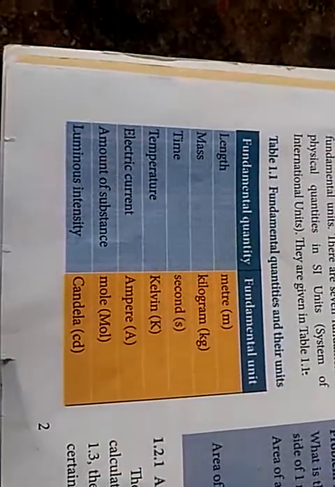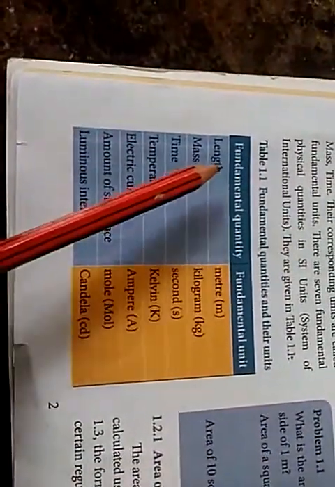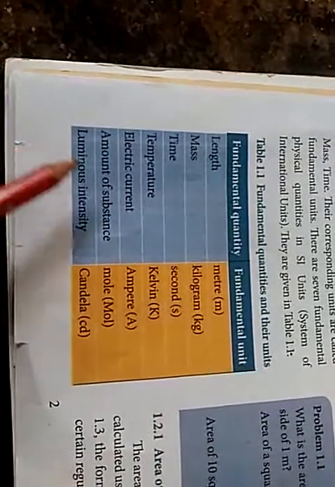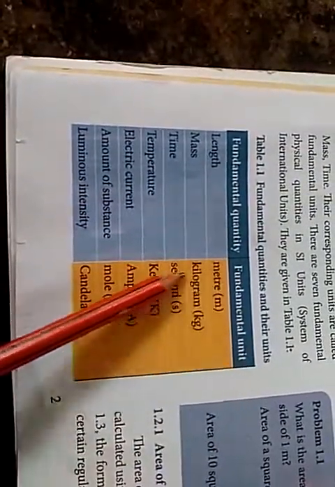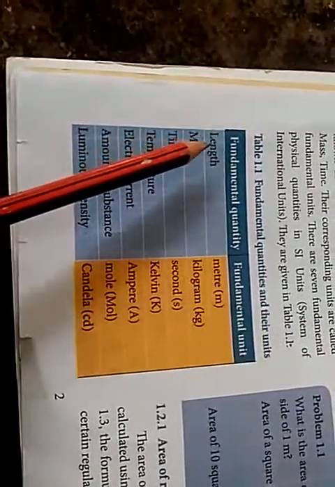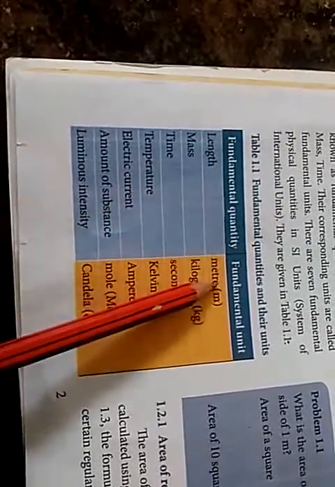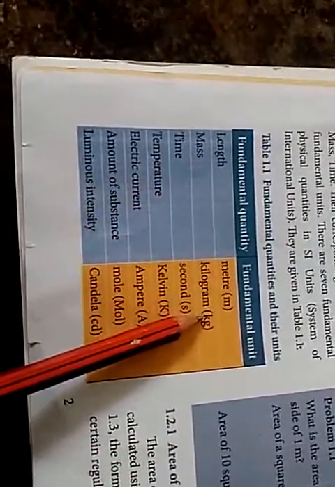Students, here we see fundamental quantities and their units. We have 7 fundamental quantities. The corresponding units are called fundamental units. Here we see length. Length is a fundamental quantity. The length has unit meter, m. Then mass, kilogram, kg, and time, unit second, s.